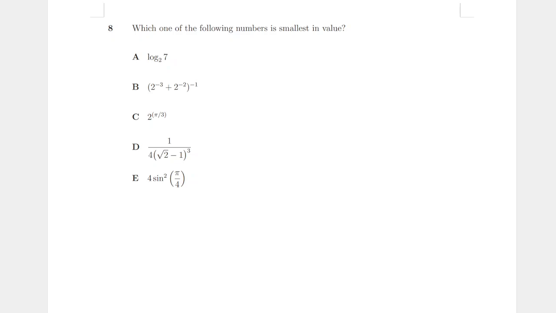Okay, question 8. Which one of the following numbers is smallest in value? Okay, so we're going to compare 5, very random values. So log base 2 of 7, what is that?